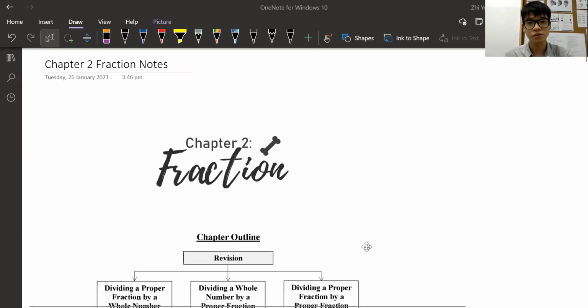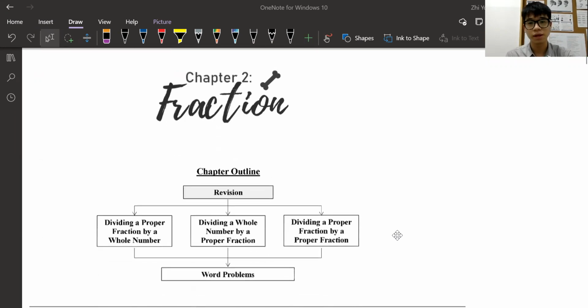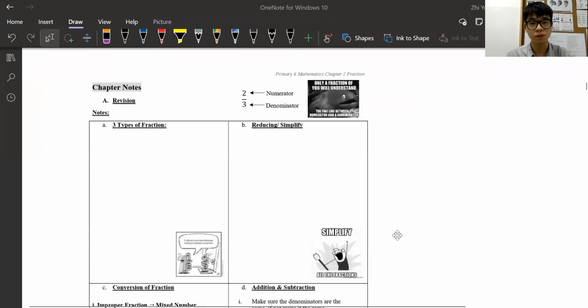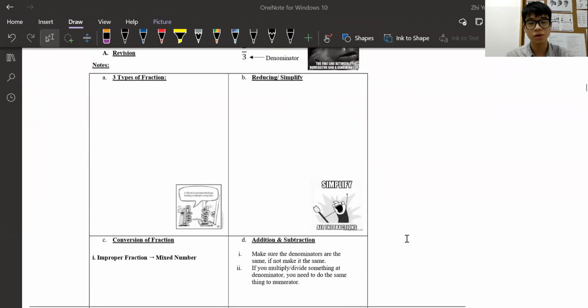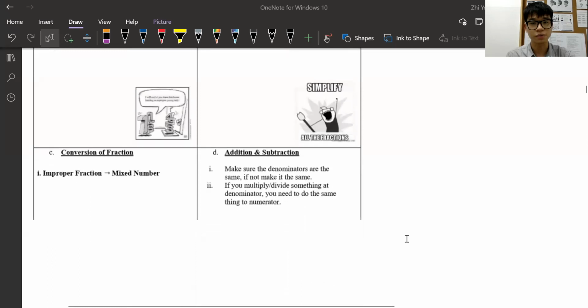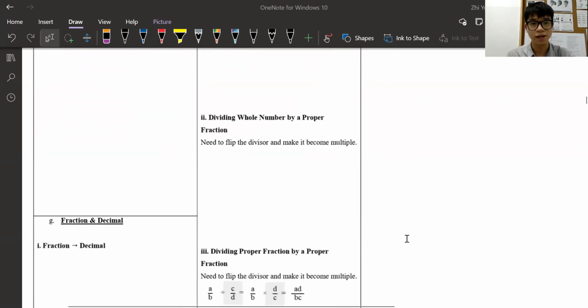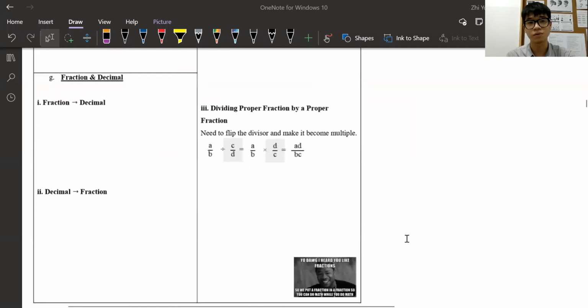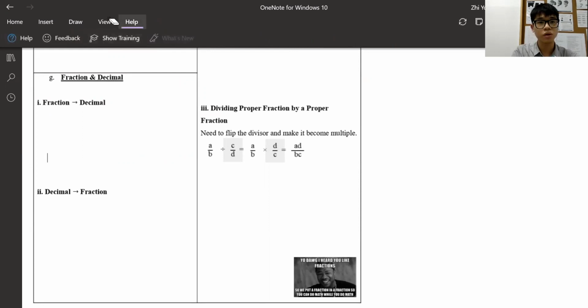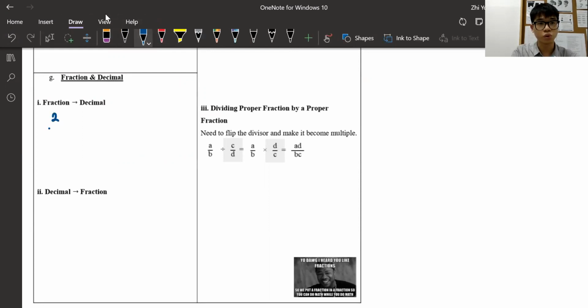So this is fraction chapter 2, as you know, and we have discussed throughout a few pages. We've discussed this page, except for the last part that we haven't discussed, which is fraction and decimal. So let me just continue here. Fraction to decimal. How can we convert a fraction to decimal? Usually, for example, I have 2/5. So how to divide 2/5? How to make it become decimal?